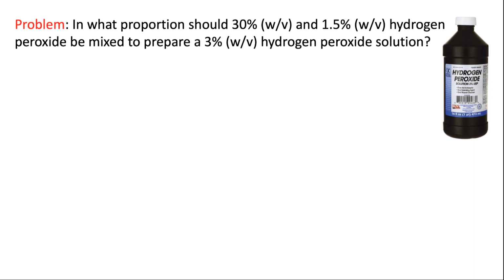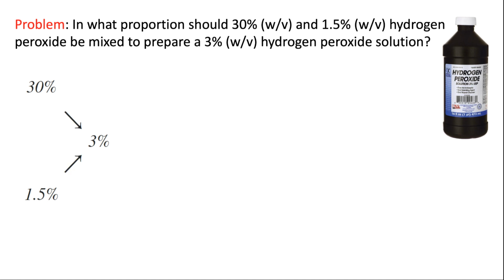All right. I'll remind you, with our alligation alternate method, what you want to do is start with the high strength. Put the high strength up on top, and our high strength is our 30%, and we'll put that directly above. Below that, we will write our lower strength, the 1.5%, directly below the 30%, leaving some space so that we can write in the middle between those two and to the right our desired concentration. So what we want to have is a 3%.